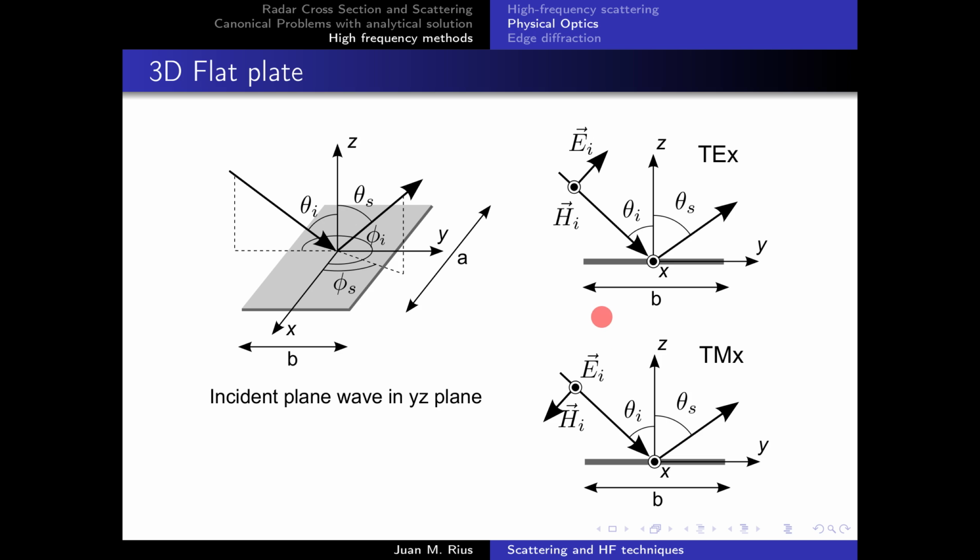So in fact, in terms of the usual reflection coefficients, the TE case would be the case of parallel polarization, and the TM case would be the case of perpendicular polarization. Polarization parallel to the plane of incidence or perpendicular to the plane of incidence.